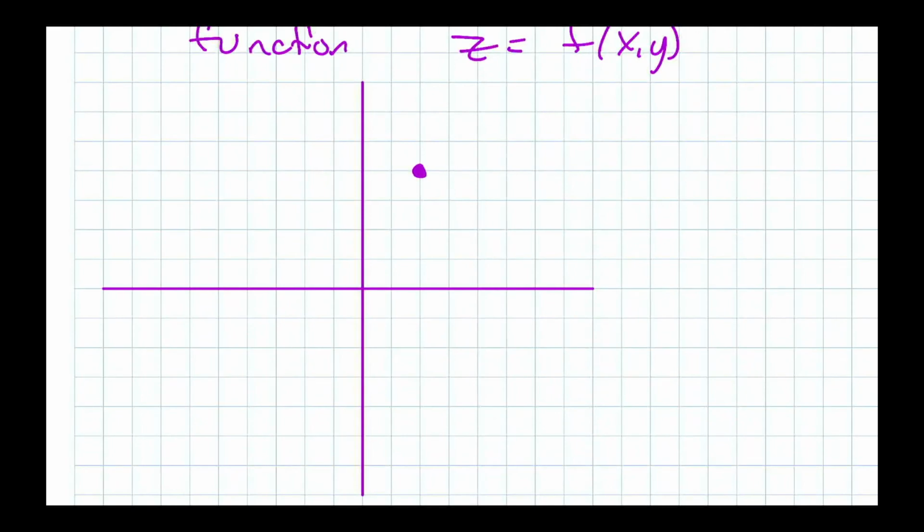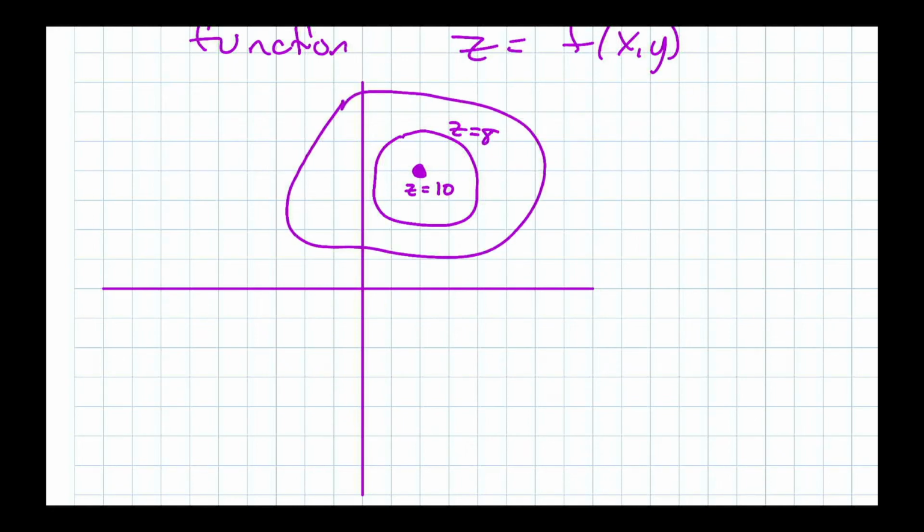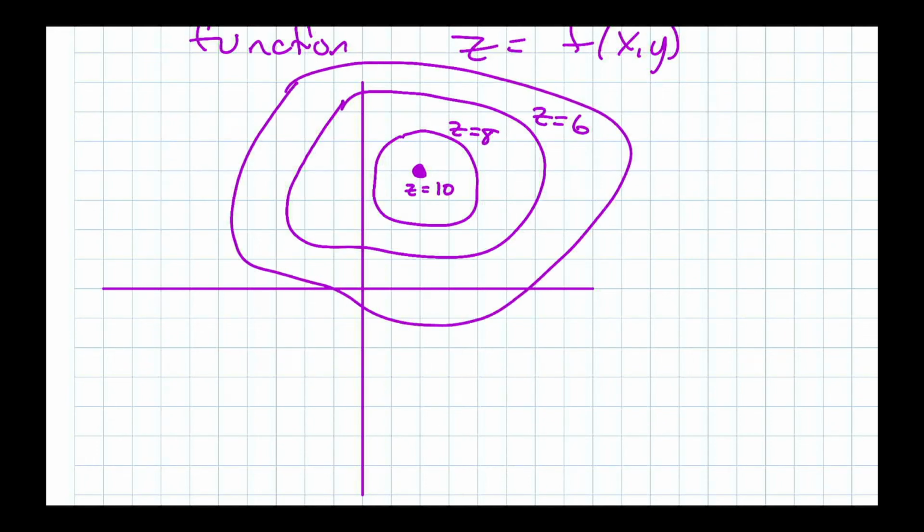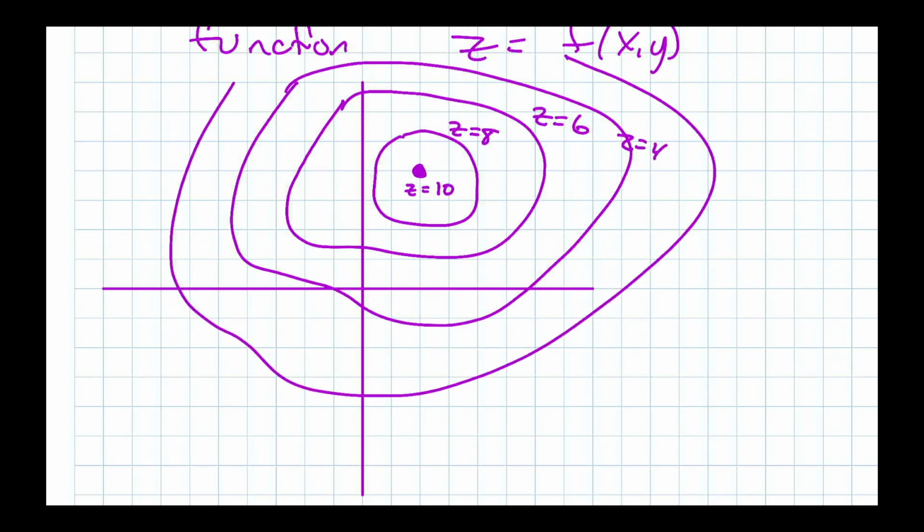Let's put a point there. I'm going to label it with the z values. So let's say that is z equals 10, for example. And then let's say I've got this, and that's z equals 8, for example. And then I have one like this, and that's z equals 6, for example. Then I got another set of level curves. Let's say that's z equals 4, z equals 2. And that's probably good enough. Okay, so there's some level curve, right?